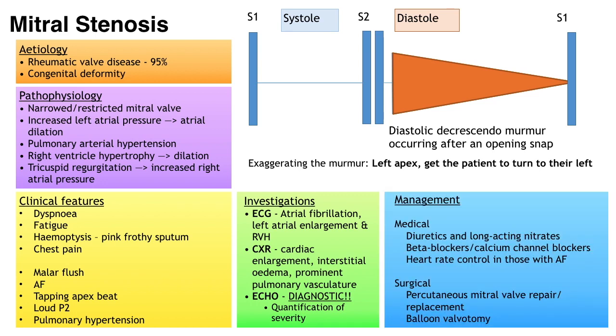In terms of management, if they are asymptomatic, then there's no therapy required. However, if they are symptomatic, then you might consider medical treatment first. So stuff like diuretics, long-acting nitrates, beta blockers and calcium channel blockers, heart rate control for those with AF. And then if they have a poor ejection fraction, then we want to think about the surgical treatments such as percutaneous mitral valve repair or replacement. The follow-up is once a year, and again they have an echocardiogram and a clinical assessment to evaluate the changes in symptoms and to determine if there's any pulmonary hypertension developing and the need for medical or surgical treatment.